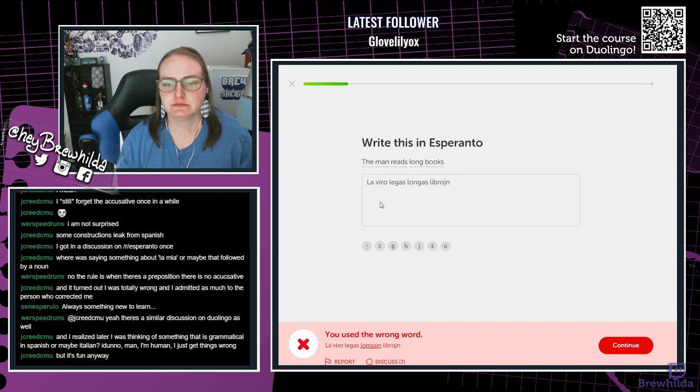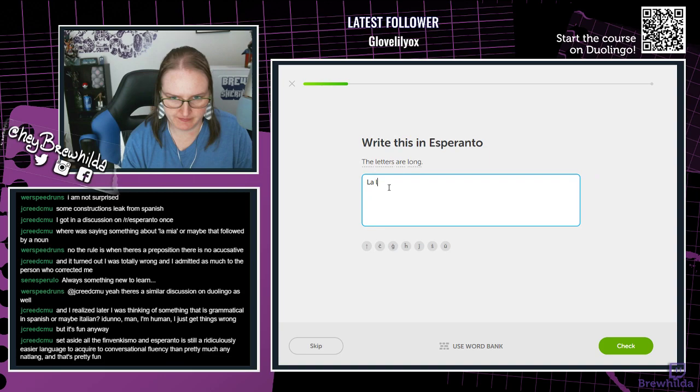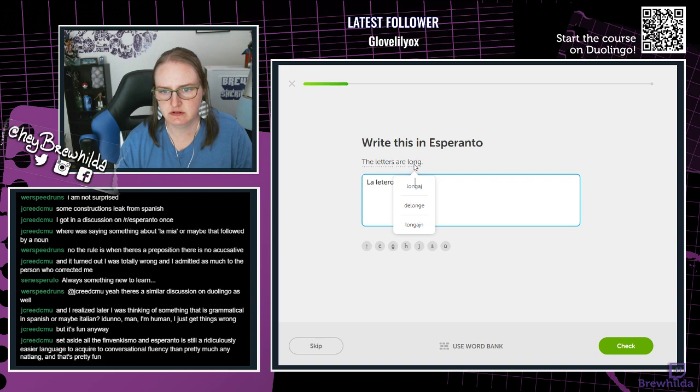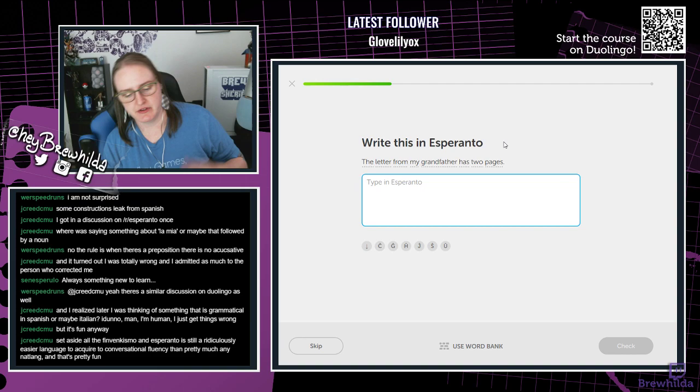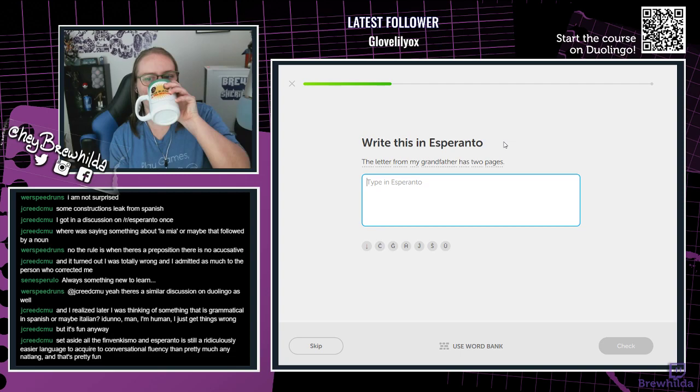The letters. Letteroin? There shouldn't be an N there. Estas. Is it longas? Longai? Because there are multiple letters, there must be a J at the end of the adjective as well. Yes. It's a pretty easy language. I know, obviously I struggle with some parts of it, but I would struggle with parts of any language.